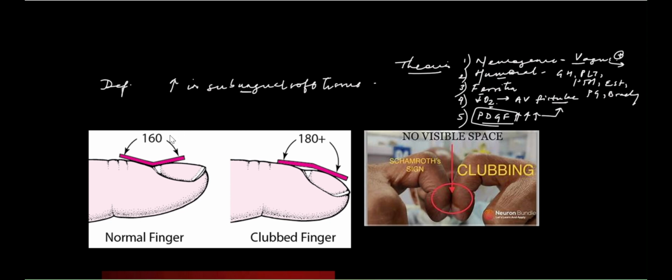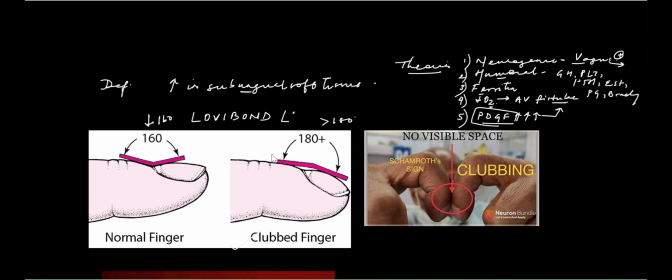Now they talk to you about the angle. The angle between the nail bed and the nail has a specific name called the Lovibond angle. This Lovibond angle has to be normally less than 160. But if it increases to become more than 180, it's called a clubbed finger. So that is what you look for when you ask the patient to show the dorsum of the hands with the fingers projected.